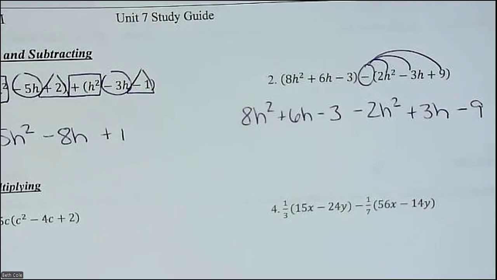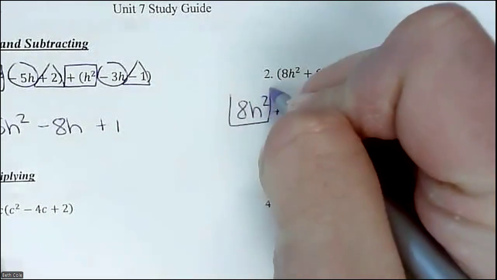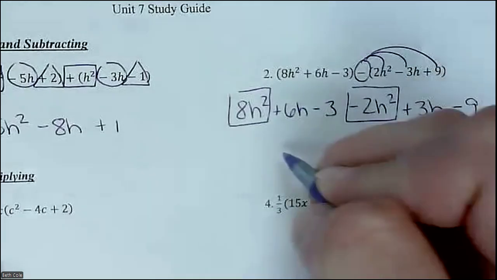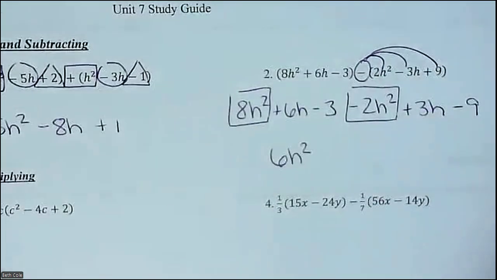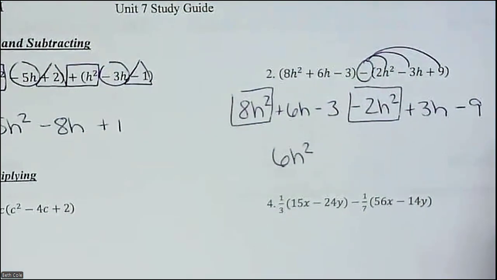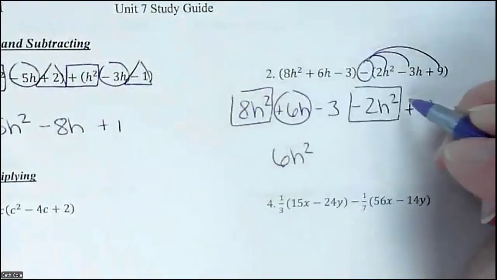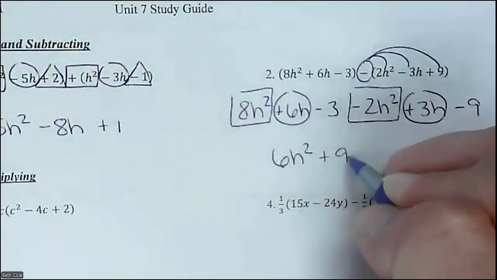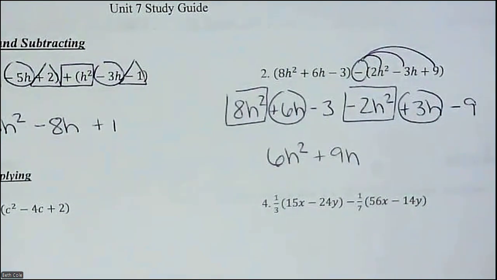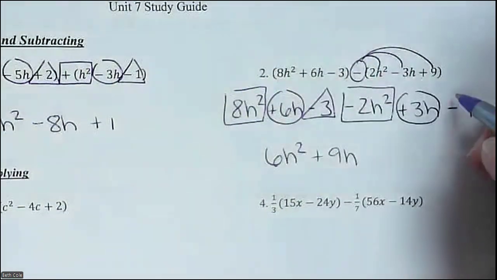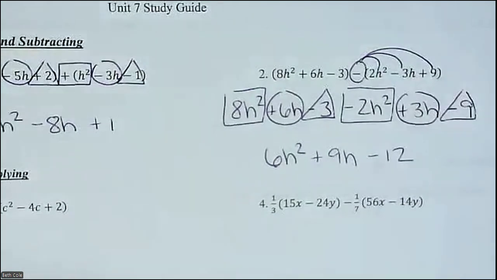Perfect. You're so smart. And then you're going to just put the like things together like we did on the first one. So 8h squared minus 2h squared is 6h squared. 8 minus 2 is 6 is all we did there. All right, and you've got 6h plus 3h is 9h. And then negative 3 and negative 9, negative 12. You're close. Yeah.